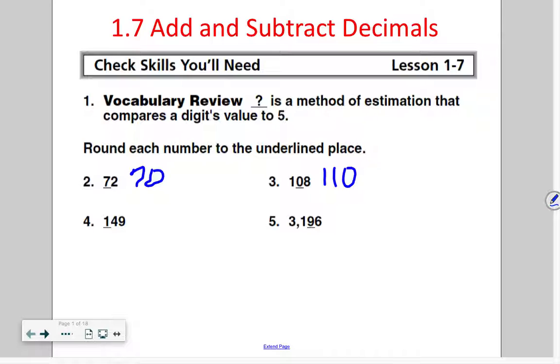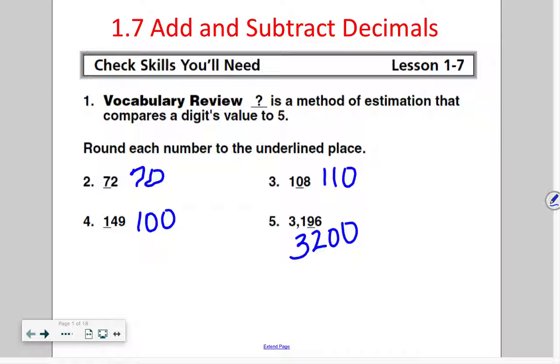Number 4, 149. The 1 is underlined in the hundreds. What's that going to round to? 100. We're closer to 100 than we are 200, correct? So it goes to 100. And in number 5, what will that round to? 3,200. Good. The 6 is going to change the 9 to a 10, which makes it a 0 in the tens place, which means the 1 has to become a 2 because of the carrying, and the 3 is going to stay in its own place. So 3,200. Questions on rounding?